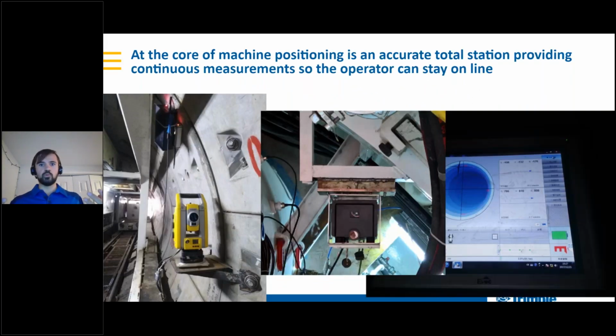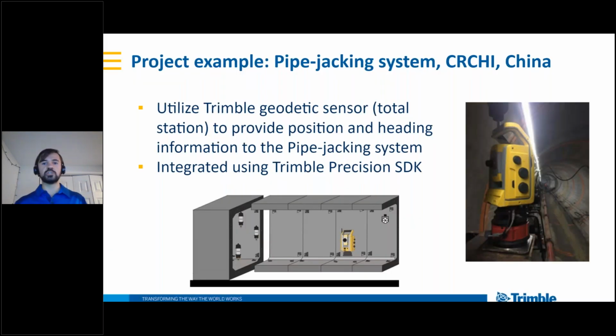And really at the core of every one of these TBM systems or micro TBM systems, they have an accurate total station positioning and providing continuous and reliable measurements to the operator so they can stay online throughout the tunnel construction process. One example of this that I like to show is from China with CRCHI of a pipe jacking system where they've leveraged the Trimble S5 robotic total station as a rugged and reliable platform for getting that position and heading information and integrating it into their pipe jacking system.